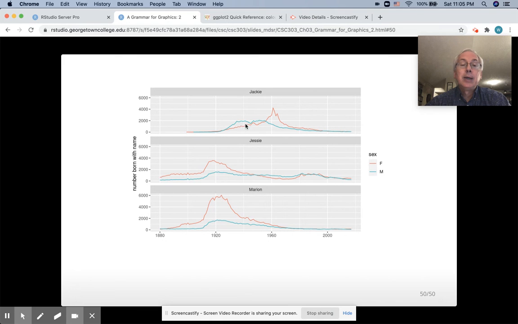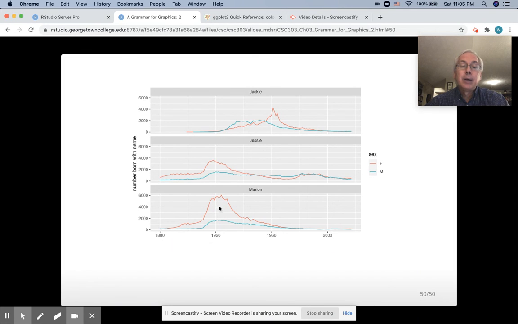We can again see that for Jackie, men named Jackie outpaced women named Jackie for a long time until around the time that Jacqueline Kennedy Onassis came into the spotlight, and then men go down, women spike. For Jessie, they were relatively popular at the same time here around 1920, but women have generally outpaced men in terms of Jessie. Women dipped here, where men stayed relatively steady throughout the 60s and 70s.